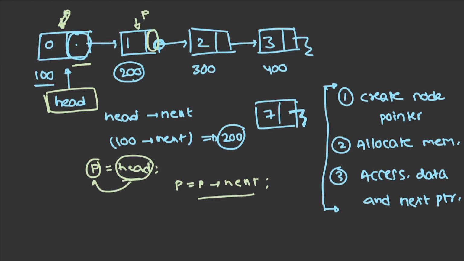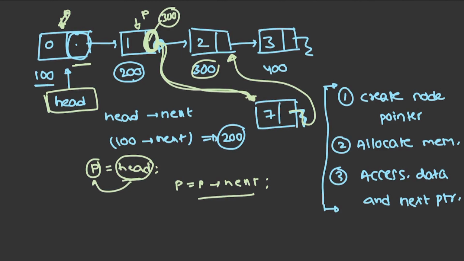Now, this content has to be modified and changed to this address. But if you do this initially, if you make this point to this, the value which is present at this location, which is 300, will already be lost. So, the first step is to take this address and make 7 point to this address. This address can be accessed by P arrow next. 300, which is present at this address, P arrow next, has to be stored here. Let's say this is T. It can be done with T arrow next is equal to P arrow next. So, in T arrow next, 300 will be stored.